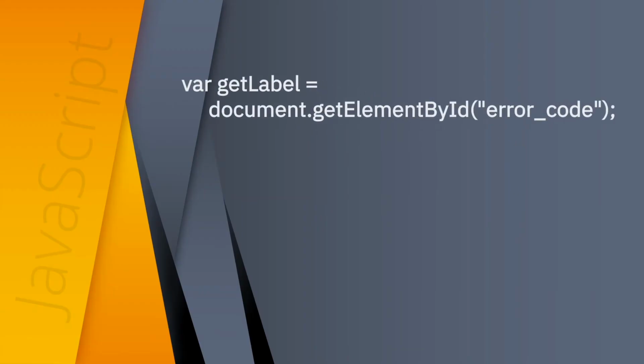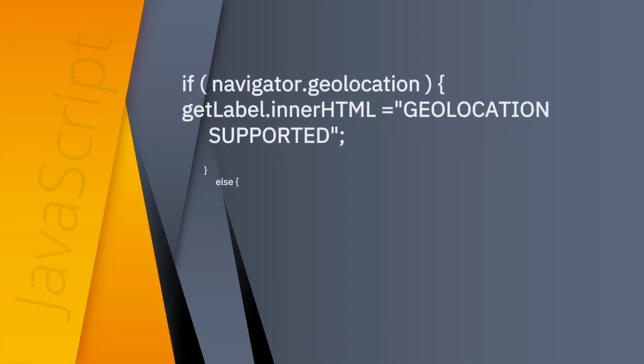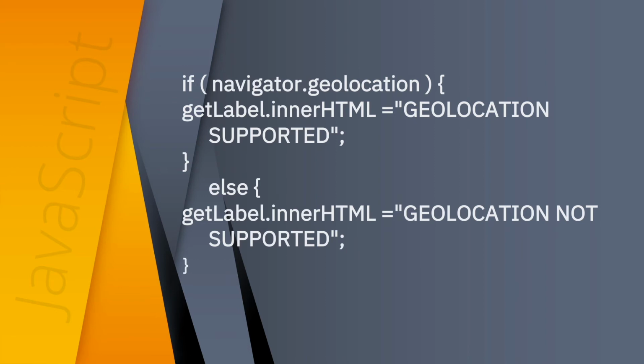For the first line of the JavaScript, add the code below. This just gets a reference to the error code ID. We'll use this to display an error if anything goes wrong. Geolocation is part of the Navigator object. To test browser support, add the following if-else statement. In between the round brackets of if, we're just testing for a value of true for Navigator geolocation.